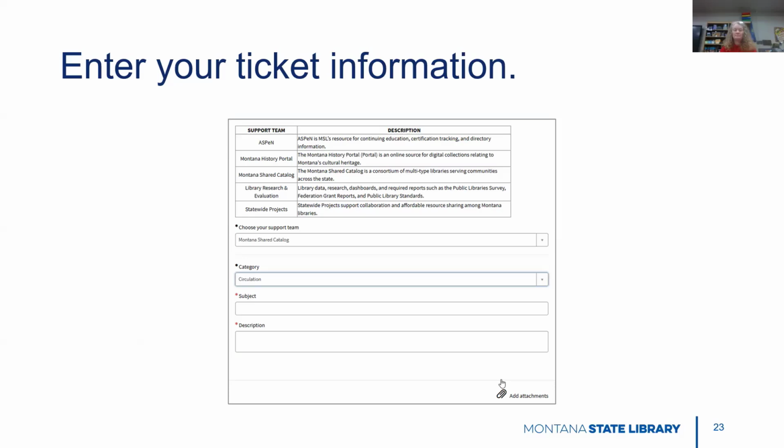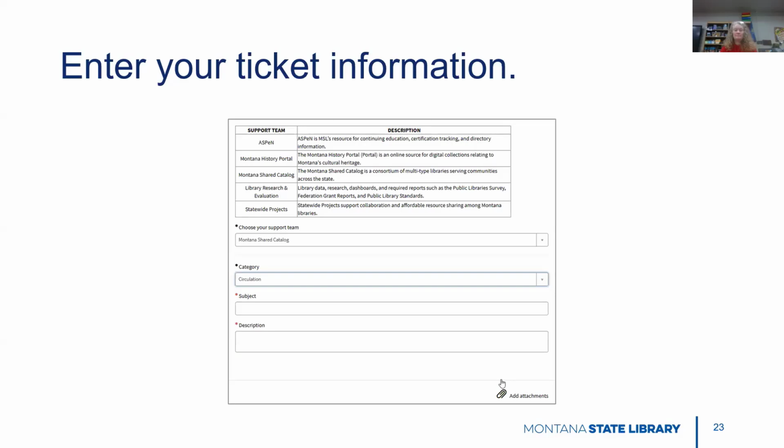So you're going to want to choose Montana Shared Catalog as your support team. But if you have questions about other state library services, like our statewide directory, Aspen, the Montana History Portal, and so on, you choose the support team that suits your needs. Next, you'll choose the category. In this example, we just have circulation. And you would enter your subject, which is basically just the title of the ticket, basically what you're about to tell us about, and then the description.